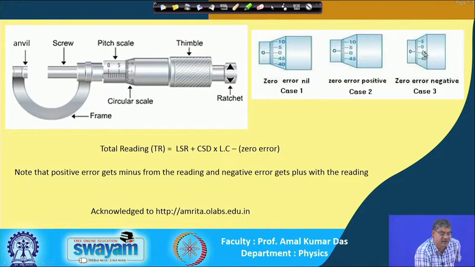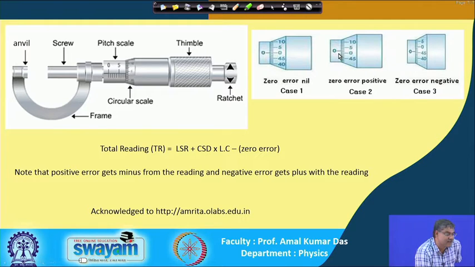That will be the zero error, and in this case also, how many divisions are there between these two zeros? It is around 3 divisions. So this error in this case is a positive error, plus 3 divisions into the least count 0.001, so plus 0.003.